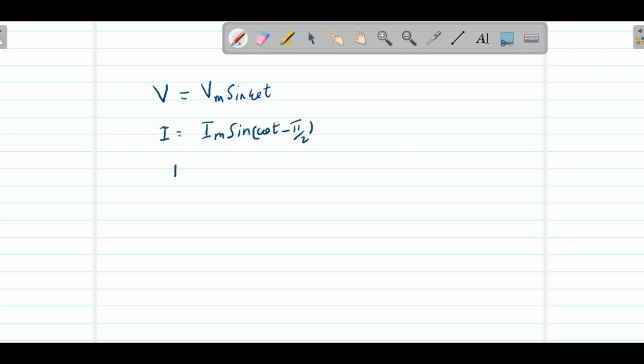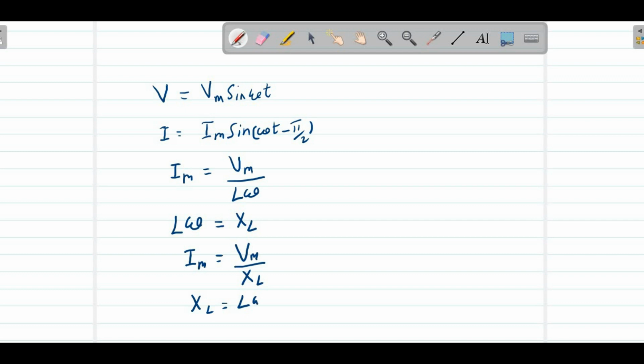In this equation, Im is the peak value of current, which we obtain from Vm by L omega. This L omega is called inductive reactance, given the symbol XL. So the peak value of current can also be written as Vm by XL. XL is equal to L omega, and since omega is 2 pi f, XL can also be written as 2 pi f L.